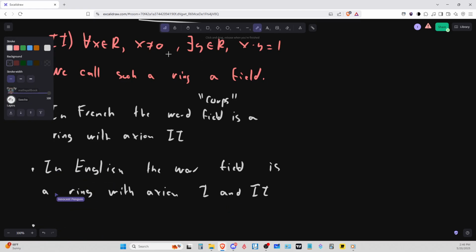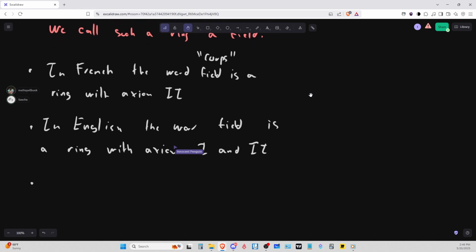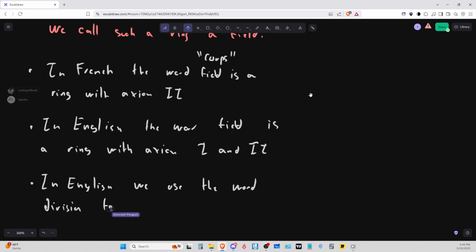And if in English you have a ring which has multiplicative inverses but it's not commutative, you say it's a division ring. In English, we use the word division ring for a ring with axiom 2 only. So basically the translation is not one-to-one. In French, a corps is only axiom 2, so that would correspond to a division ring in English, and a field in English corresponds to what we call in French a commutative corps.